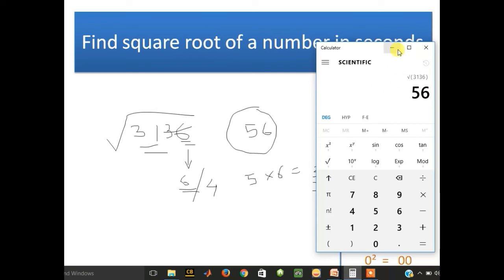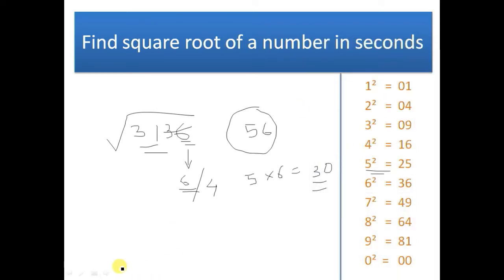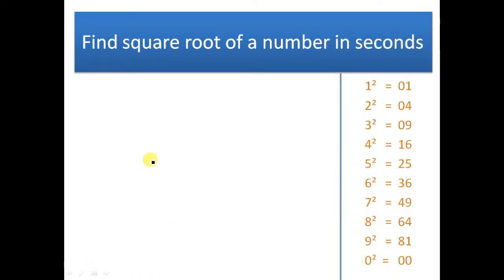Let me try out an interesting one. What is the square root of 2025? It's ending with 5, which says that our answer is going to end up with 5.